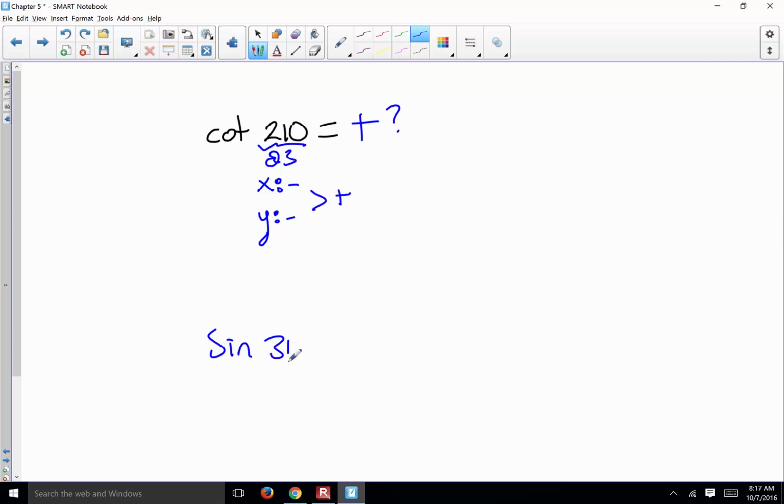Sine 310. Negative. Because this is in quadrant 4. It's past 270. 270 is where quadrant 4 starts to 360. This is in quadrant 4. And in quadrant 4, sine is y over r, y value, and y is negative. The distance is always positive, so it's negative. Okay?